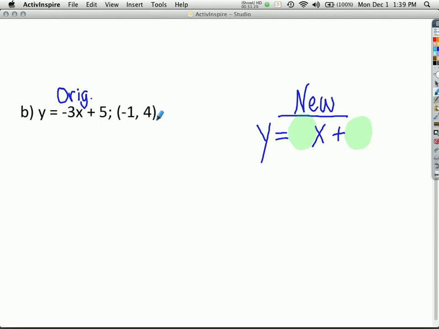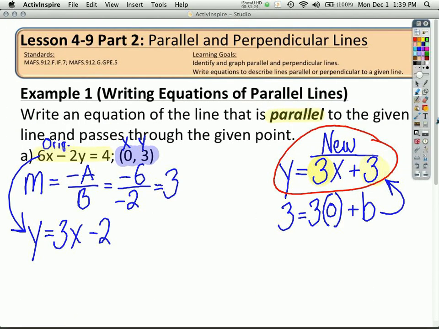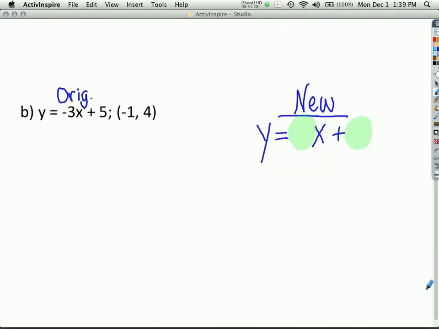And the key word is parallel. Parallel automatically tells you something about these two equations. What does it automatically tell you? What are the two words that are supposed to immediately pop into your head? Tatiana? Same slope. Same slope. Very good. And I'm seeing more and more people with their hands raised. Same slope. So I need the slope from the original equation so I can write it in the new equation.